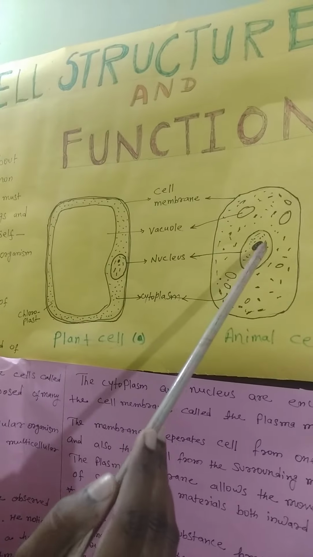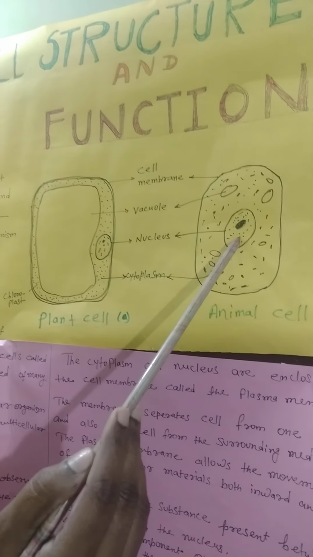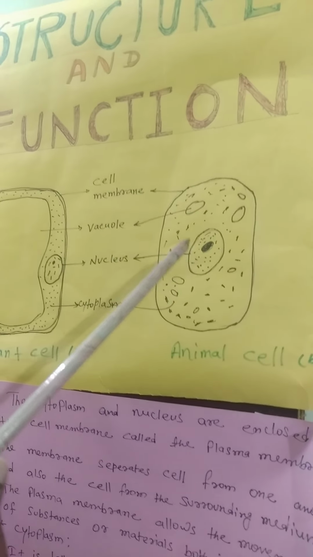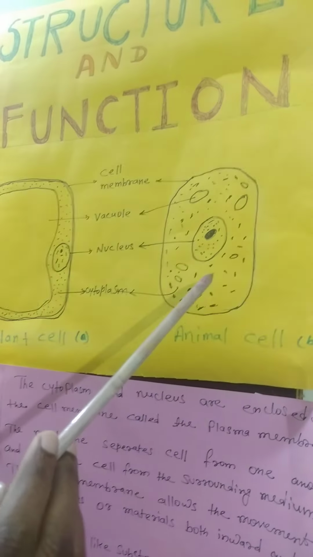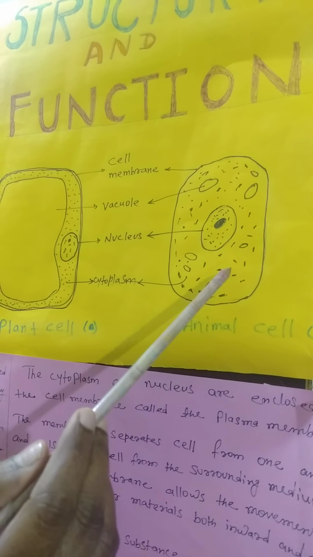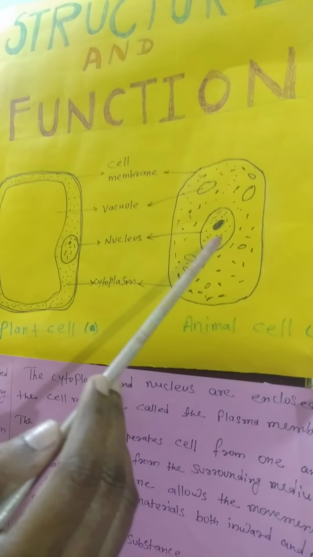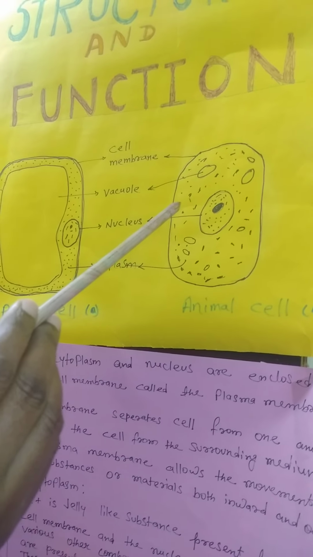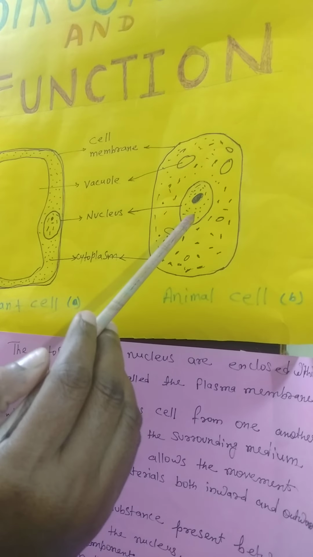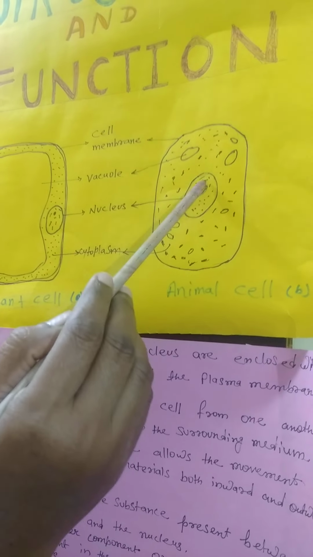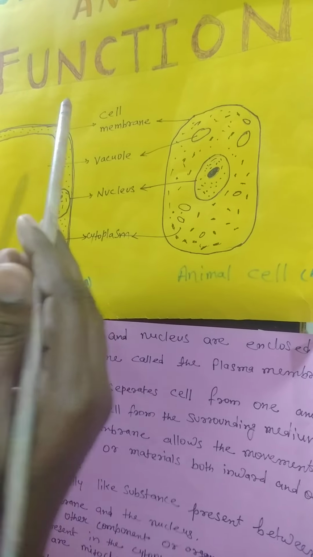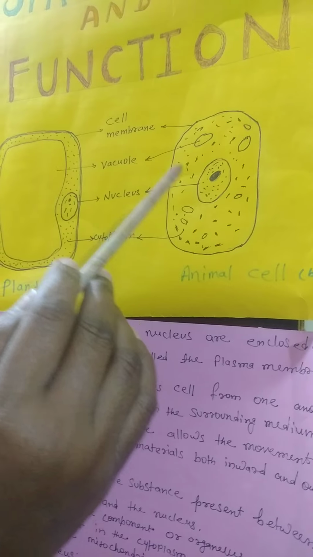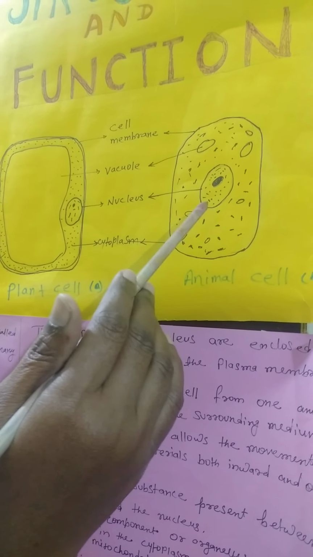The nucleus contains thread-like structures. There are so many thread-like structures that are called chromosomes. Clear? These chromosomes carry genes and help in inheritance, or the transfer of characters from the parent to the offspring. Normally we cannot see the chromosomes, but when the cell divides into parts, we can see them. So the chromosomes can be seen only during cell division, okay?